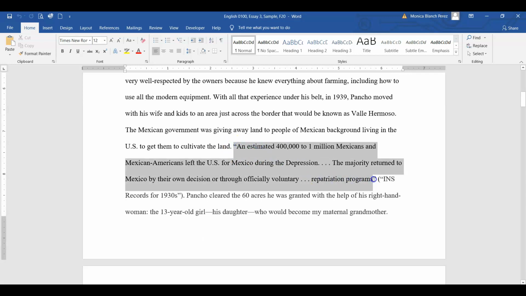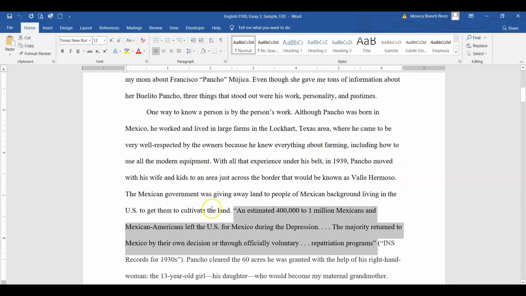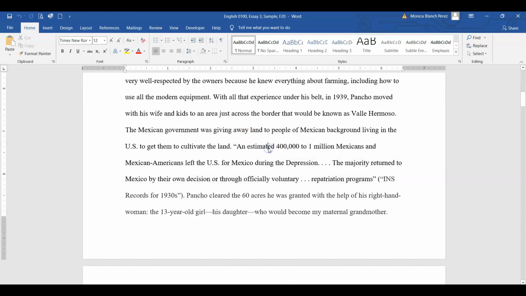I found something that related to what I'm talking about in this paragraph. And so I found this quote: An estimated 400,000 to 1 million Mexicans and Mexican Americans left the U.S. from Mexico during the Depression. The majority returned to Mexico by their own decision or through officially voluntary repatriation programs. And then here is a parenthesis: INS records for 1930.